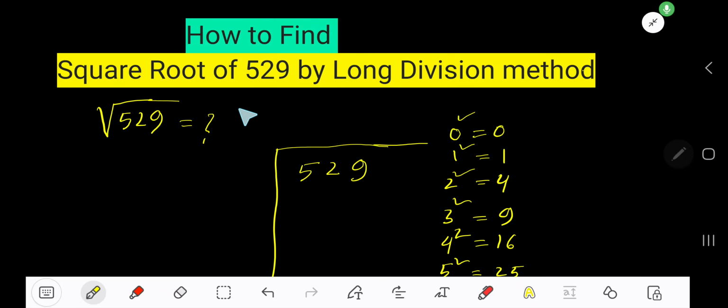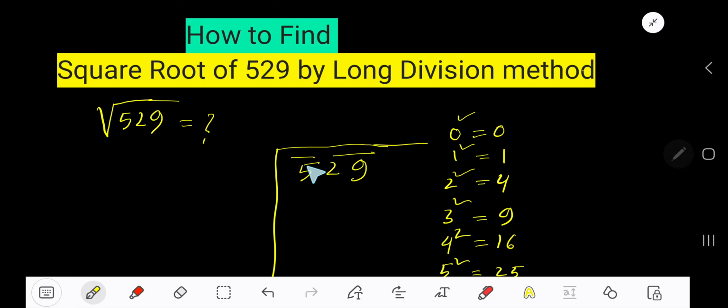How to find the square root of 529 by the long division method. Make a pair. First make a pair from right-hand side to left-hand side. This is your first pair, then this is your second pair. In the second pair you have just one digit.